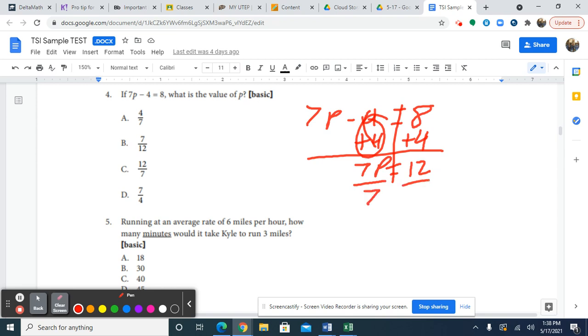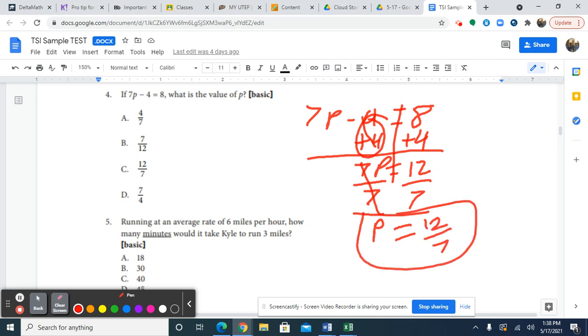And to cancel out 7, we're going to divide both sides by 7. That is almost always our last step. So our final answer, we can just leave it as a fraction, 12 over 7.